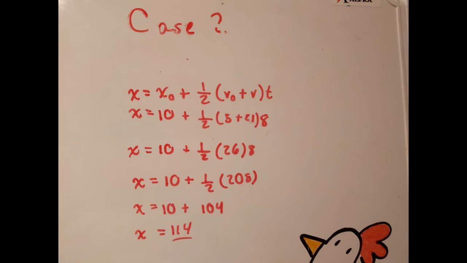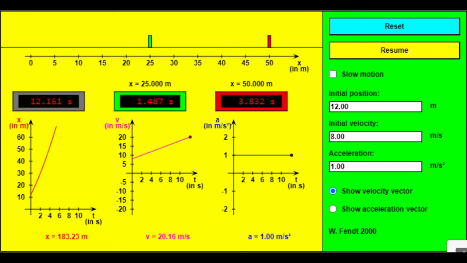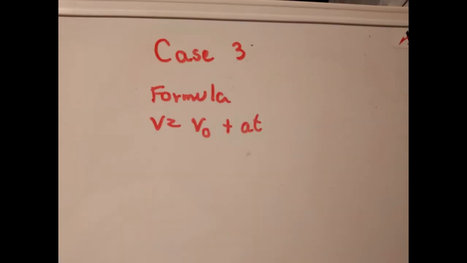So now we know our final position, which is 114 meters, and our final velocity, which is 21 meters per second, if time is 8 seconds. So finally, in our last case, we also need to find final velocity and final position, and we're going to follow the previous method. So what we do now is to write down our data, and once we've done this, we're going to follow the previous formulas.